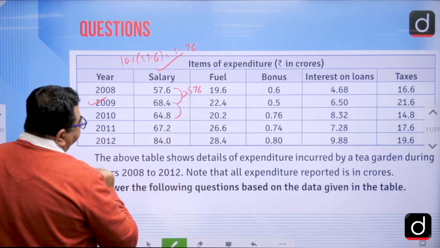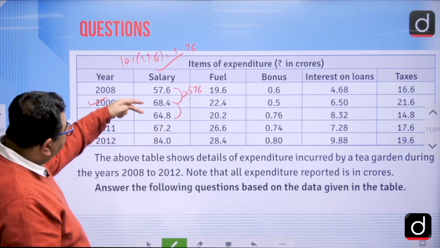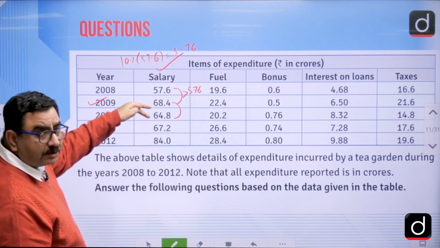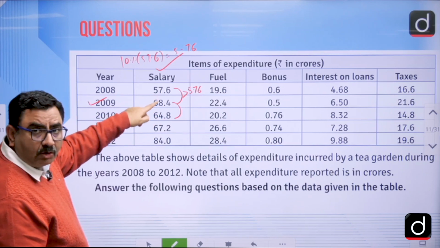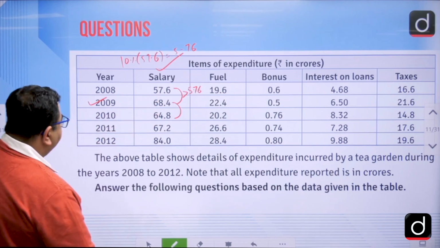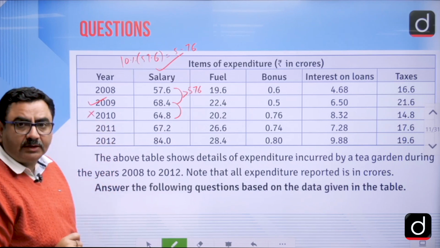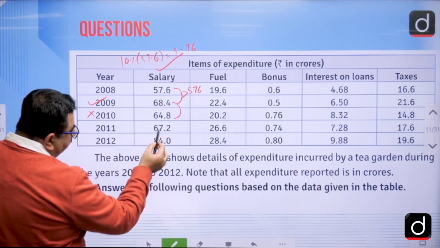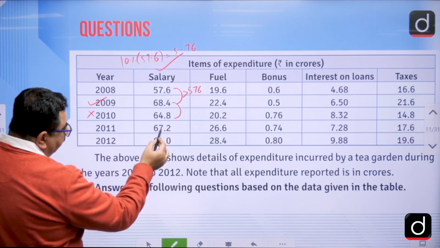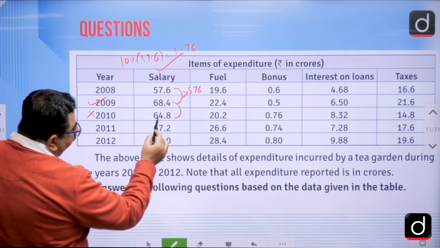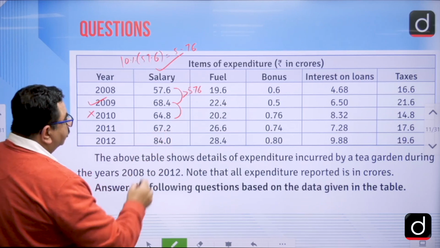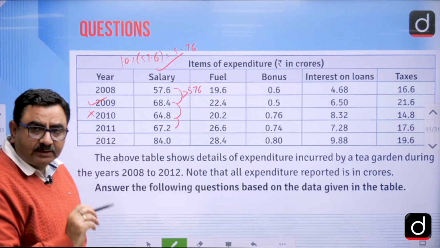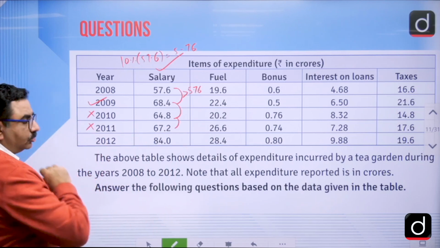Then in 2010 in comparison to last year. So if I see this, what is the difference here? Near about 4, right? And the 10% of this is what? 6.84, and the difference is 4 only. So obviously this is not 10%, this is less than 10%, right? So 2010 there is a growth which is less than 10%. In the same manner, if I want to check with 11, so difference is what? 3 only, near about 3, right? But the 10% of 64.8 will be 6.48. So 3 is less than this. So again there is no percentage change more than 10. Less than 10% is the growth. So this is also not my answer.